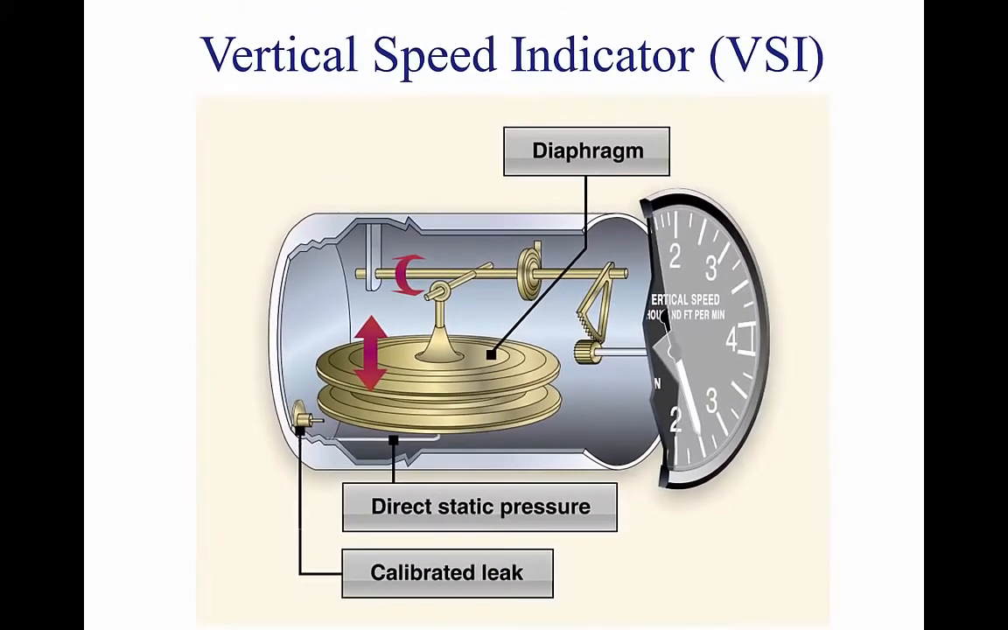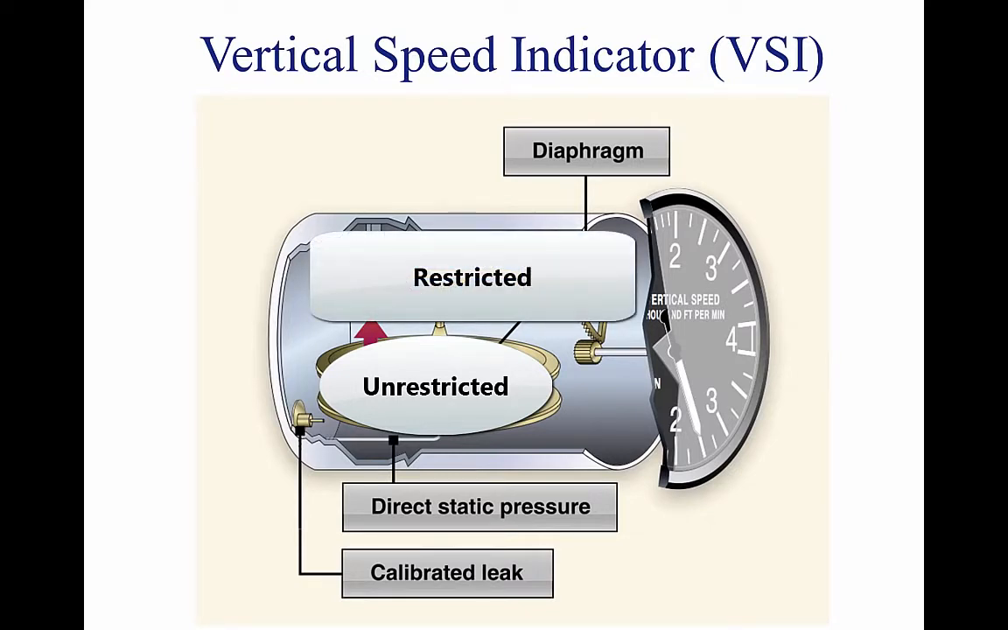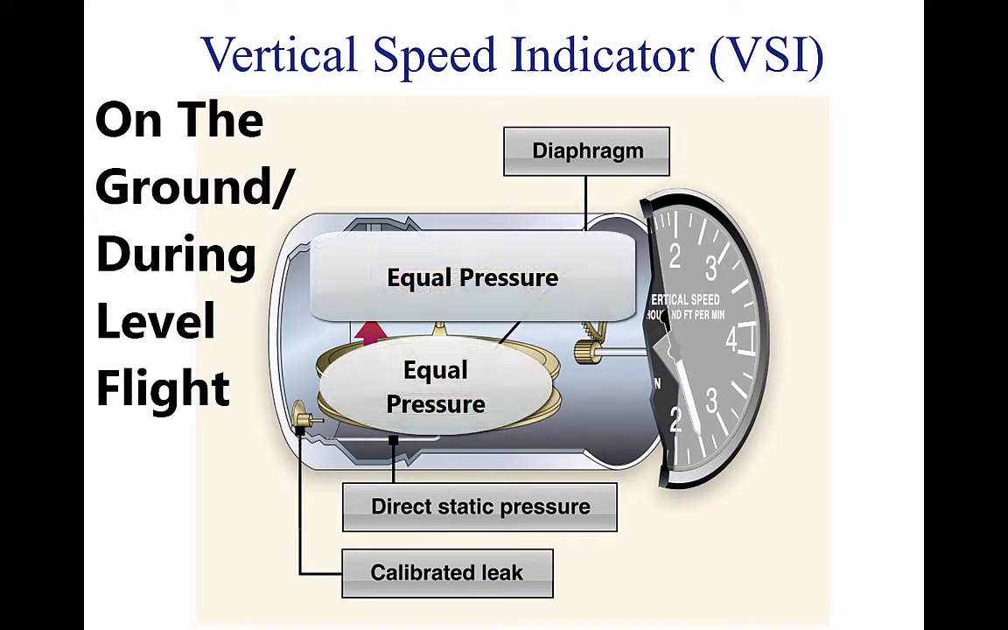Both the diaphragm and the case receive air from the static line at existing atmospheric pressure. The diaphragm receives unrestricted air, while the case receives the static pressure via the metered leak. When the aircraft is on the ground or in level flight, the pressures inside the diaphragm and the instrument case are equal, and the pointer is at 0 indication.